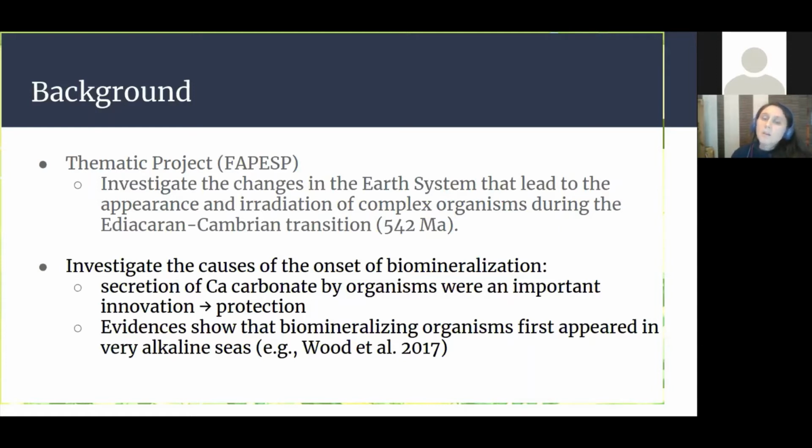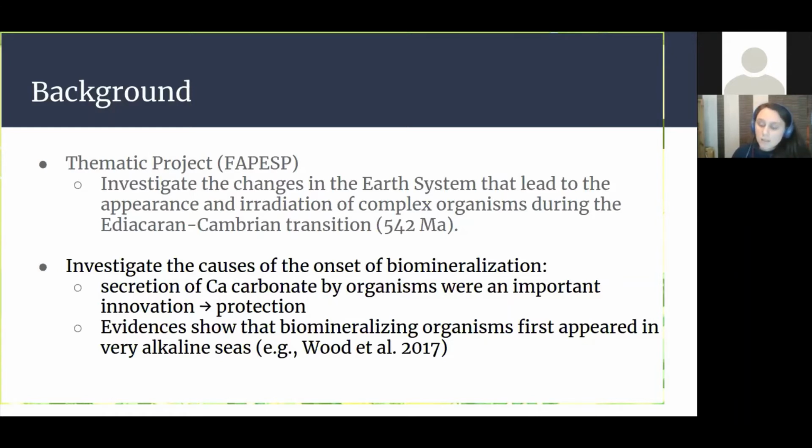So inside this project, one important task was to investigate the cause of the onset of biomineralization, because this process, which is basically the secretion of calcium carbonate by organisms, was a very important innovation that changed a lot how the ecosystem works. So this was very important to the development of complex organisms.